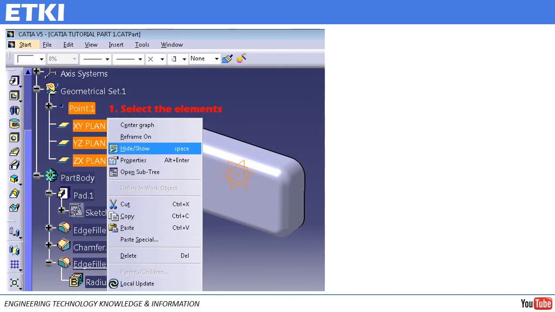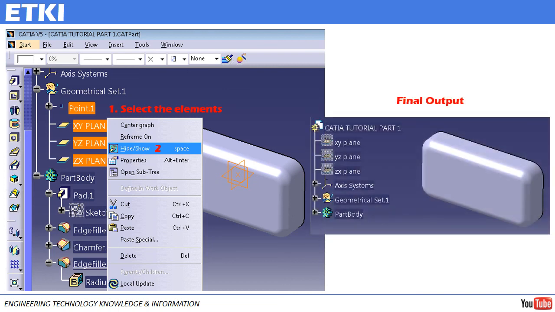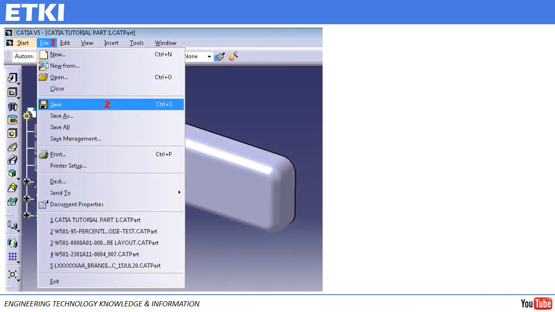Now select all the elements in the geometrical set, right click on it and say Hide Show. It will hide all the elements in the geometrical set. You will get a final window with the output as shown here. Now the most important work of the activity that we have done so far, click on File and select Save. This will save all the work and data that we have done so far.